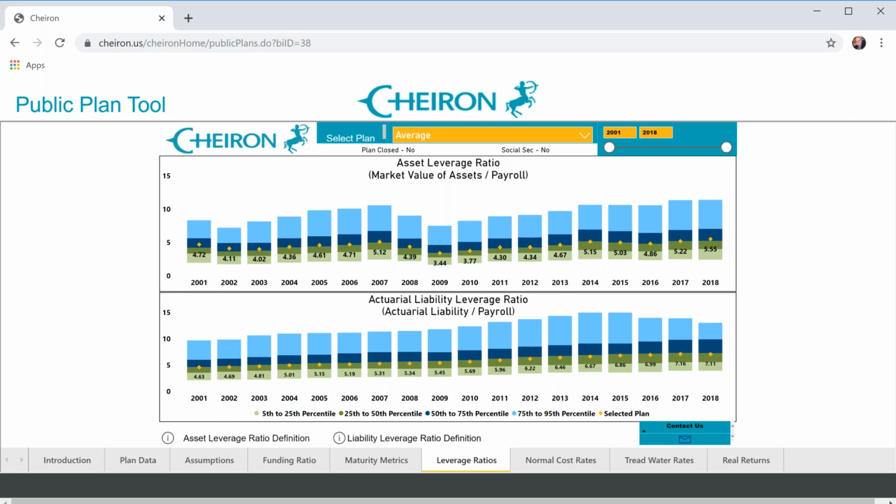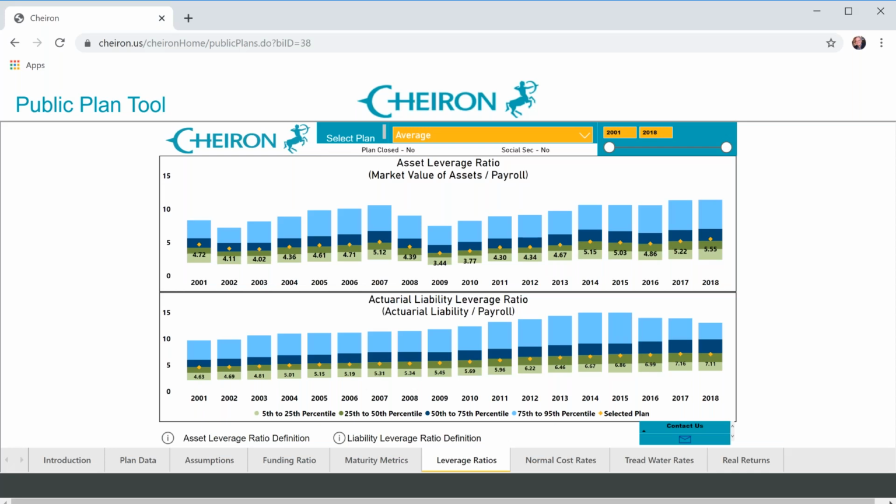But if you had a similar plan with the same investment return and the same investment assumption that had an asset leverage ratio of 10 instead of 5, that same investment loss would be equivalent to 100% of payroll, or twice the impact as the first plan. So this measure really indicates the sensitivity to investment losses and the impact on your plan. And there's a wide range of these ratios, which indicates that different plans have significantly different degrees of sensitivity to investment risk.